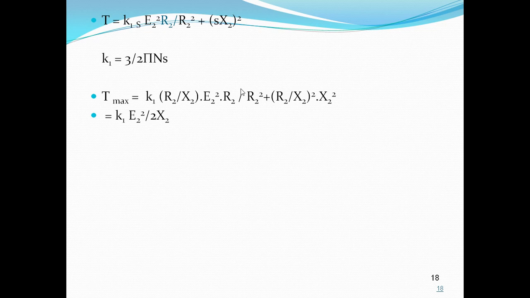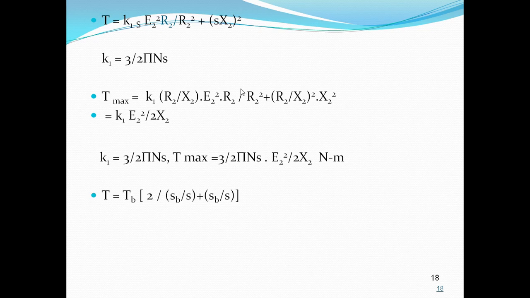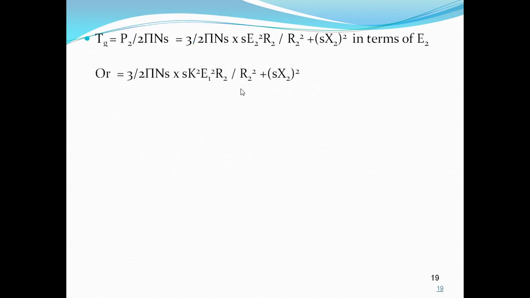So from this equation you can see the maximum torque is independent of rotor resistance and it is inversely proportional to rotor reactance. If you substitute the K value, that is 3 by 2 pi Ns, then you can get T maximum like this. So this is the relation between maximum torque and normal torque.